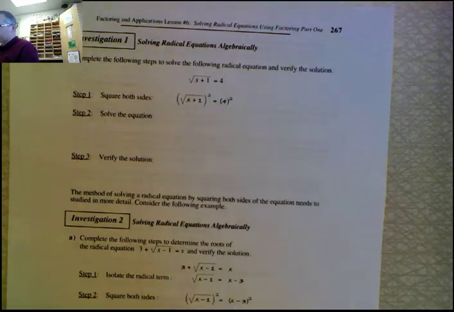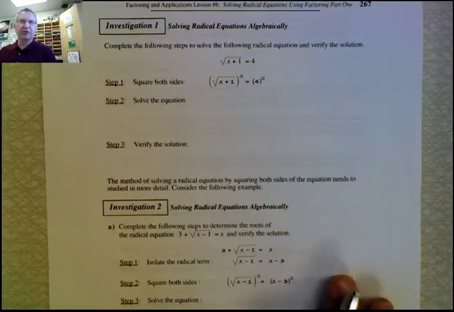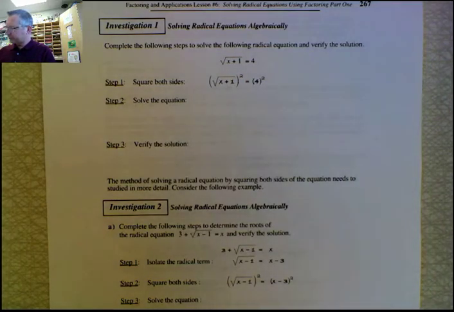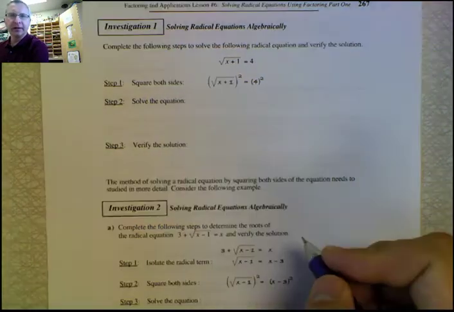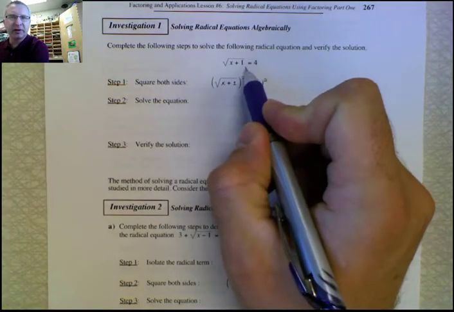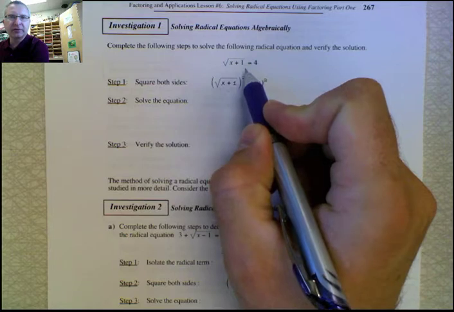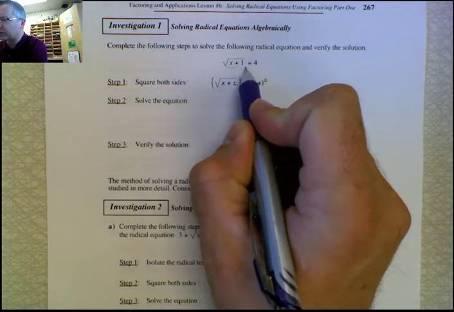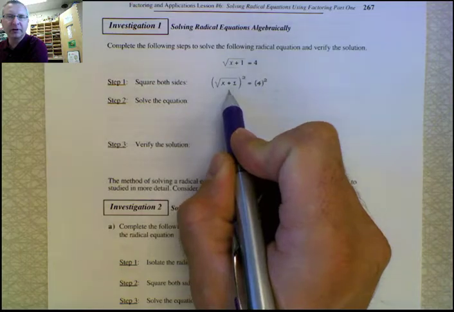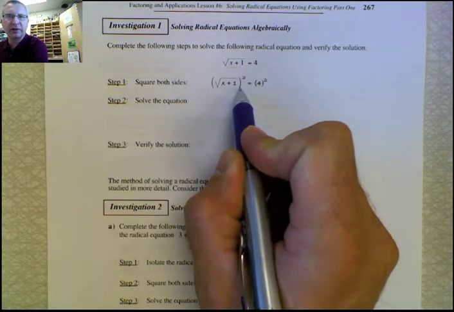Now we're going to look at solving algebraically. We're going to go through a number of different examples to help expose you to a number of different things you're going to see. We're going to start with the same equation that we just solved graphically. We know the answer is 15, but how do you get that algebraically? Well, the first thing we need to do is remove the radical. And how do you remove the radical? Well, you square both sides of the equation.